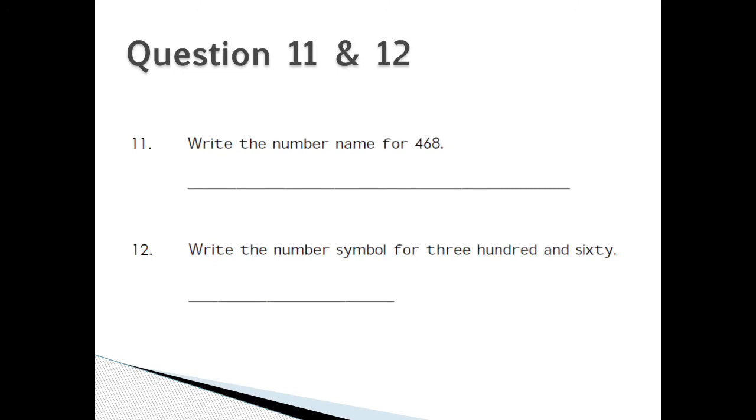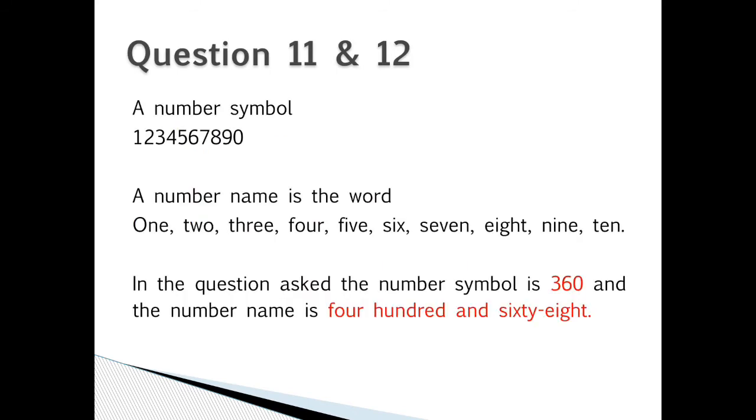Write the number name for 468. Write the number symbol for 360. Number symbols are symbols like 1, 2, 3, 4, 5, 6, 7, 8, 9, 0, and how we write them individually. A number name is the word, like ONE for 1, TWO for 2, THREE for 3, etc. In the question asked, the number symbol is 360 and the number name is 468.